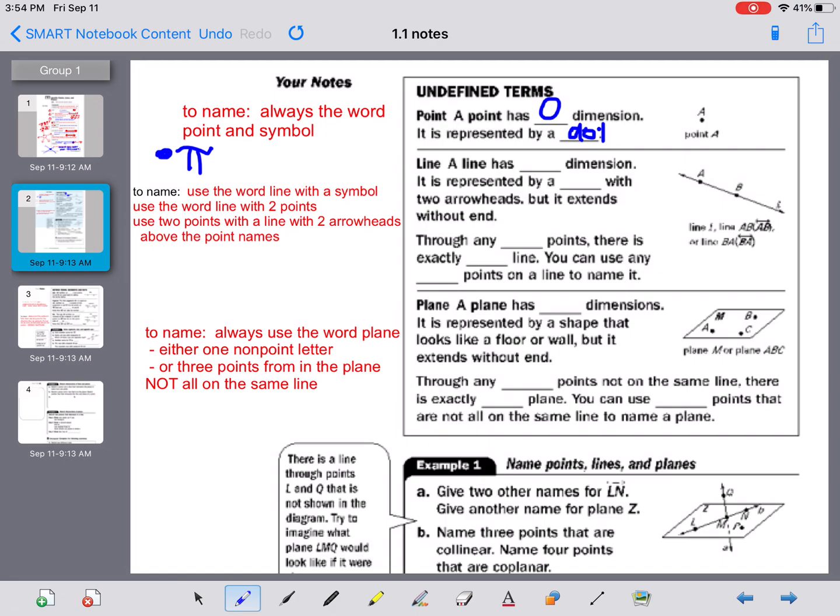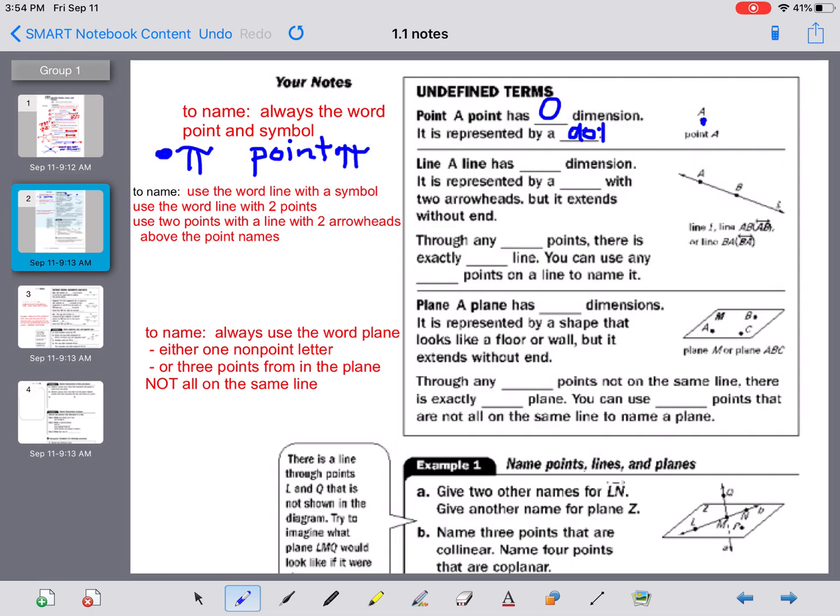You have to write down the word point, and you can't put a symbol there. You have to write the word point, and then the symbol behind it. So this would be called point pi. Okay, so over here you'll notice they called this one point A. They spell out the word point, and you have to do that, and then you put whatever symbol is behind it.